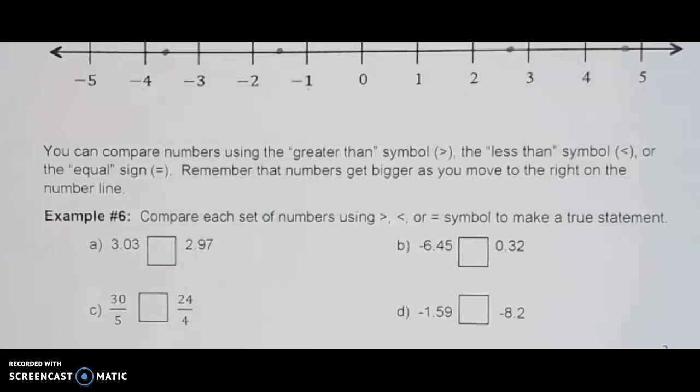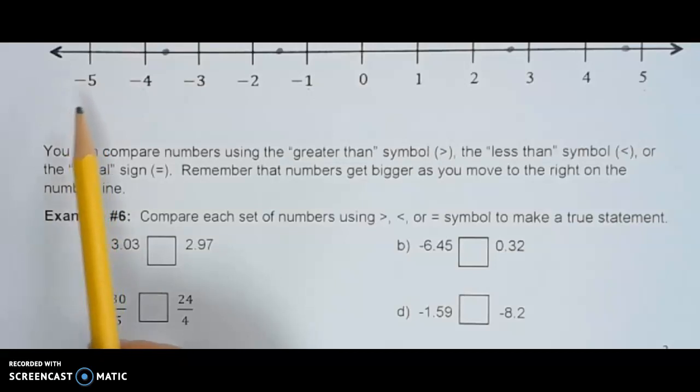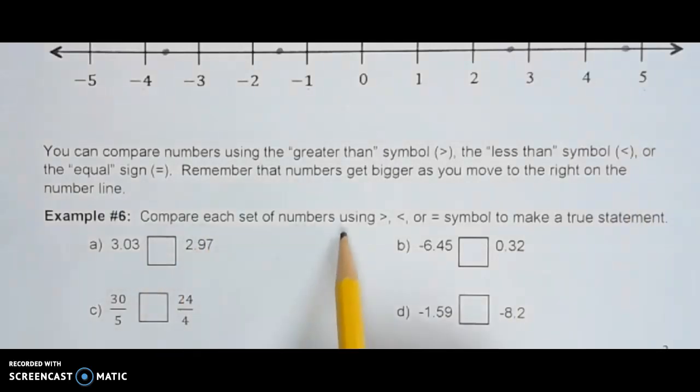In our last example, we're going to compare rational numbers. You can compare numbers by using the greater than symbol, which looks like that, the less than symbol, which looks like that, or the equal sign. Remember that numbers get bigger as you move to the right on the number line. So I've got this number line here. The smaller numbers are to the left, and they're going to get bigger as we move to the right. So let's compare each set of numbers using greater than, less than, or equal signs to make a true statement.